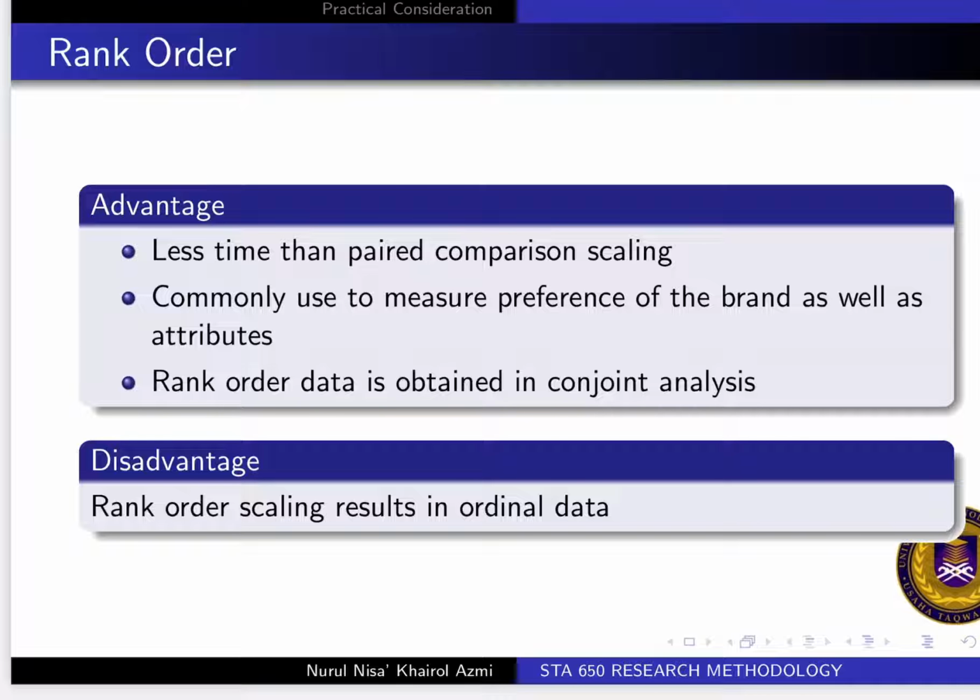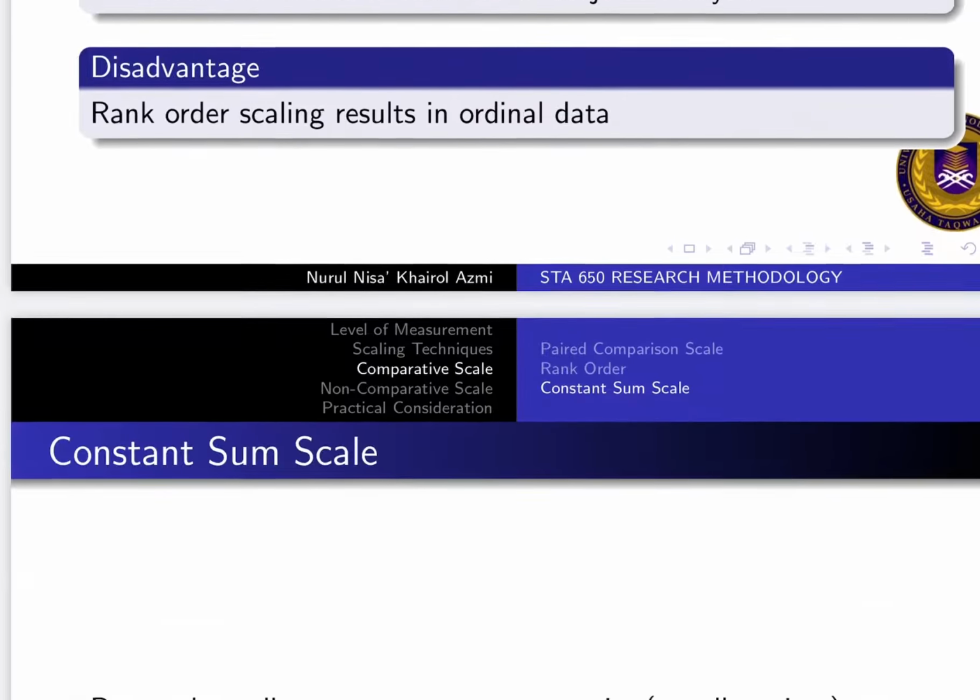And then it is commonly used to measure preference of the brand as well as attributes. So just now I already showed, in terms of the restaurant, and also what is the criteria that we think is the most important. Rank order data is obtained in conjoint analysis. So that is the advantage of the rank order. The disadvantage: rank order scaling results in ordinal data, so not many analyses can be done if the data is in an ordinal form.